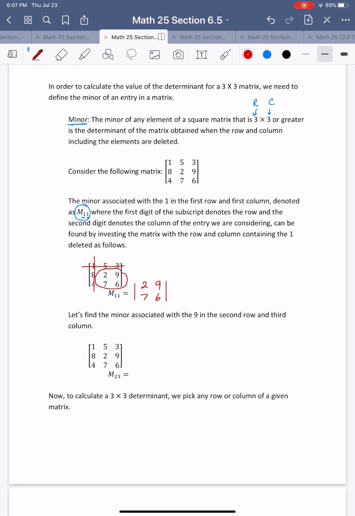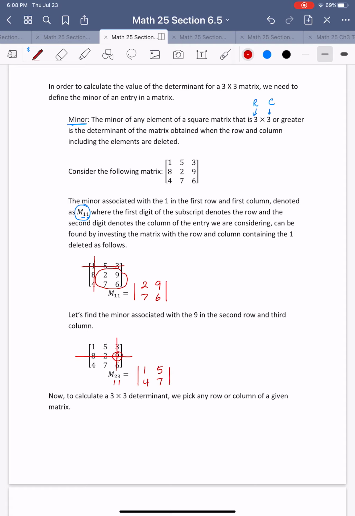Okay, let's find the minor associated with the 9 in the second row, third column. That's the 9 here, which is row 2 and column 3. Which means we're not going to use any number in the same row as the 9 or the same column as the 9. So the numbers left are 1, 5, and 4, 7. That's the minor in that case.